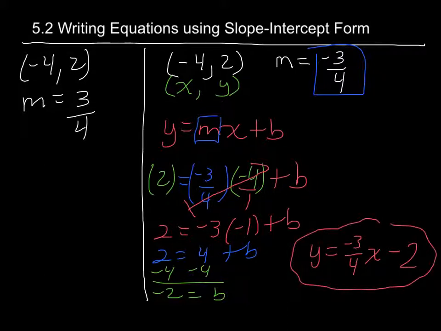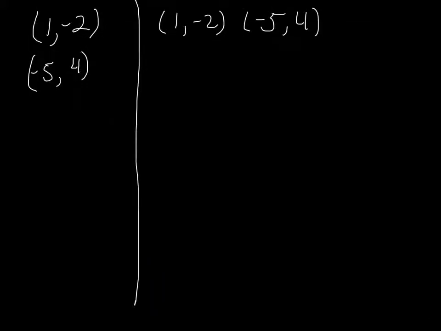Okay, now going on to the next one. For this one, we're given 2 points. We're given the points 1, negative 2, and negative 5, 4. Again, we're still trying to find the equation of a line. So the best thing for me to do would be to write y equals mx plus b. And for this one, I have to find the slope and y-intercept. I'm not given either one of those, so I'm going to find the slope first.